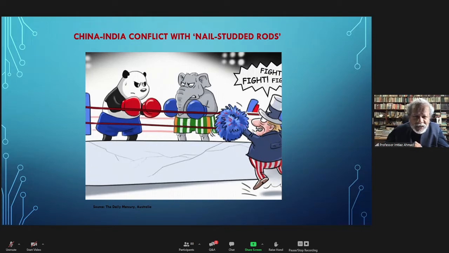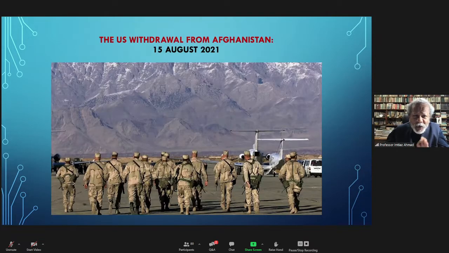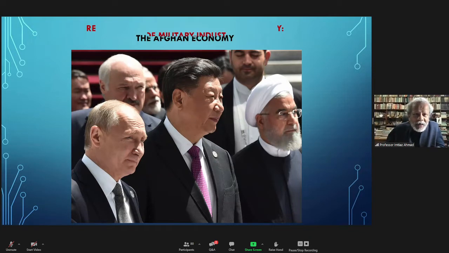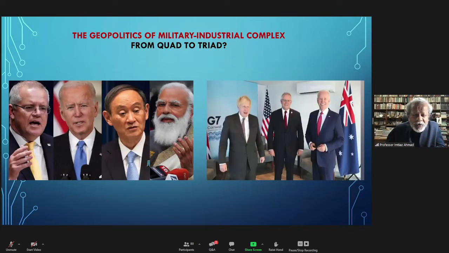Now, the last two points: we see the US withdrawal from Afghanistan and the replacement by new partners in South Asia, who have come to help the Afghan economy. So you have China, you have Russia, you have Iran, who would have thought 20 years back that this would happen. And on the other hand, you have the geopolitics of the military-industrial complex.